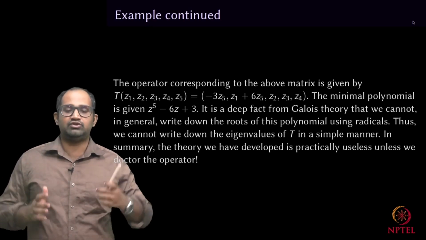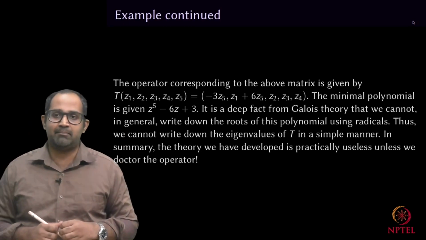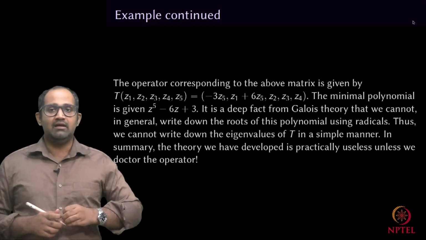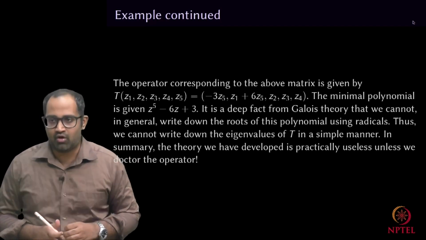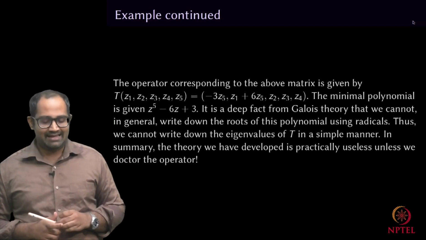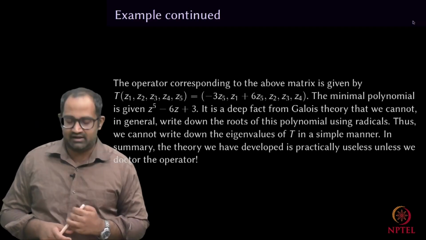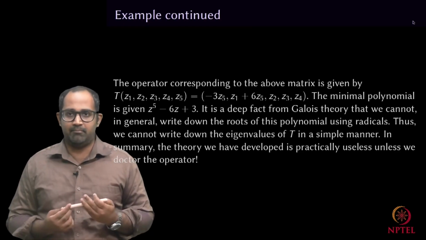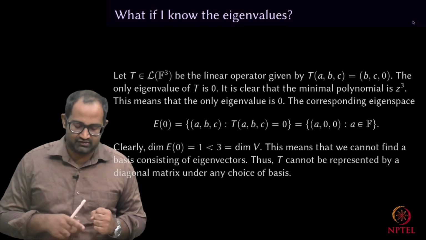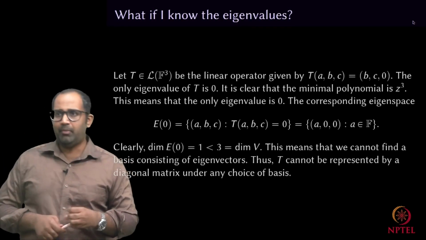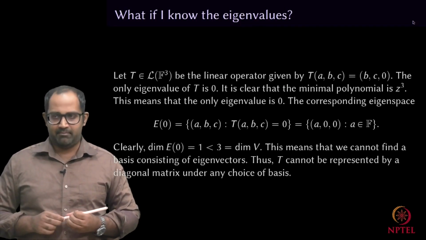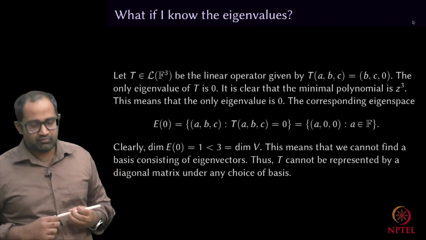So the net conclusion is that the theory we have so far developed is practically useless unless we doctor the operator. By which I mean, for examination purposes, you come up with an operator in which the eigenvalues are somewhat guessable. That is why I don't like introducing the characteristic polynomial at this stage. The minimal polynomial, though difficult to compute, is much more valuable as a theoretical tool than the characteristic polynomial, as we will see. Now suppose I know the eigenvalues, what happens?